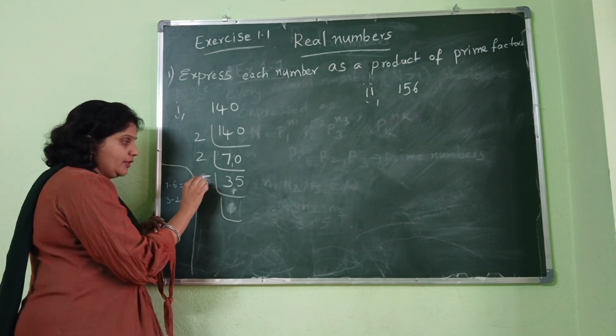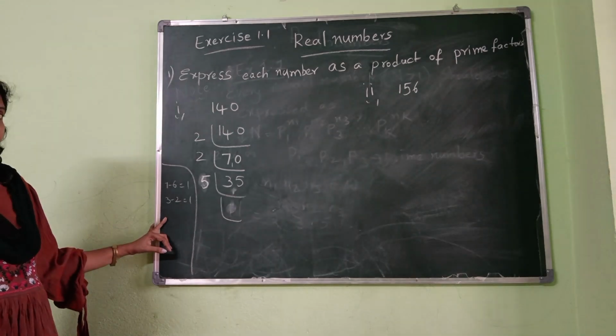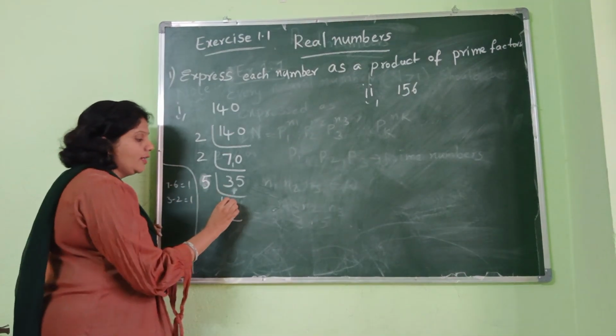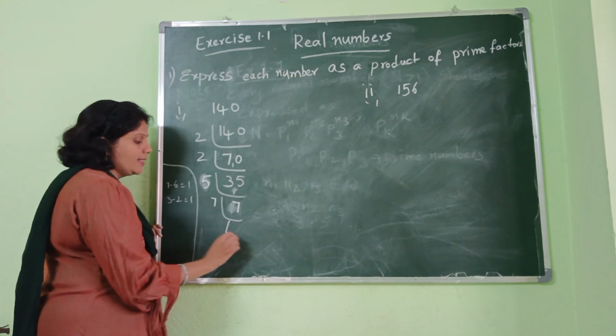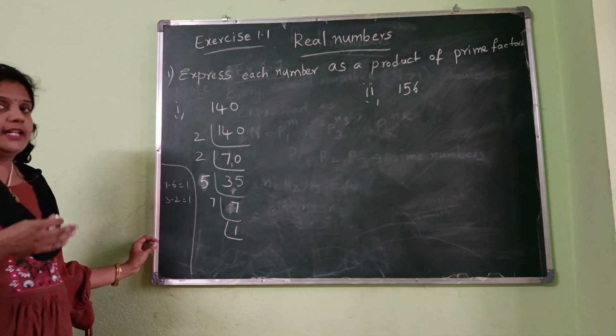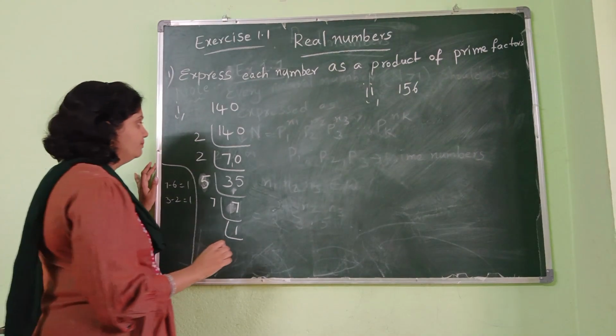So like that we need to check whether it is possible in the 2 table, 3 table, 4 table, 5 table. Like that we need to check. So in the 5 table, 35 will go in the 7 table. So 7 sevens. Like that we should use only the prime numbers like 2, 3, 5, 7, 11, 13, 17 and so on, 19 and so on.